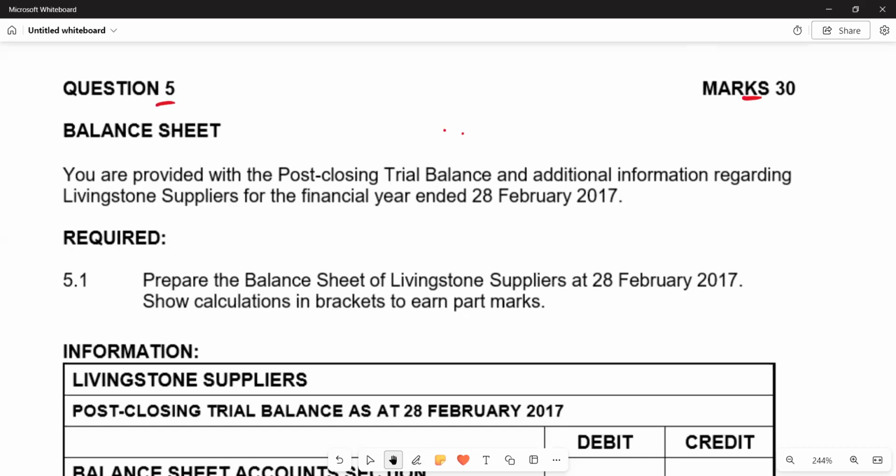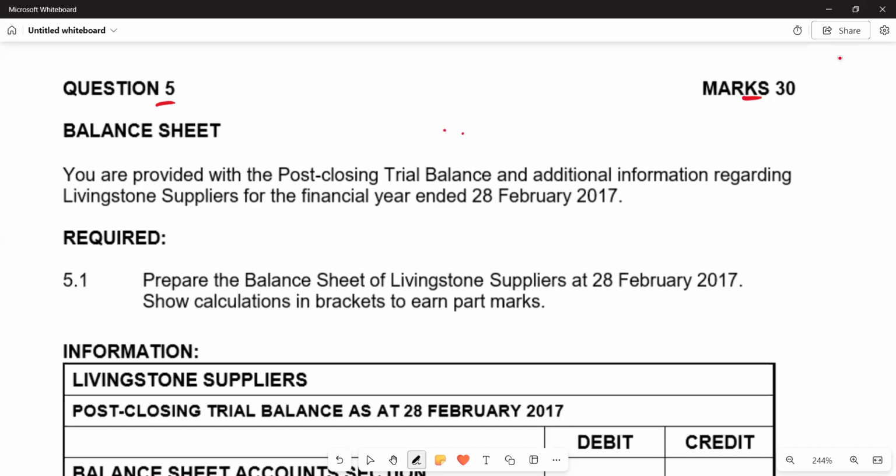The question reads: you are provided with the post-closing trial balance and additional information regarding Livingstone Suppliers for the financial year ended 20th February 2017. And then in the required part, you are given 5.1, which reads: prepare the balance sheet of Livingstone Suppliers at 20th February 2017. Show calculations and brackets to earn part marks.